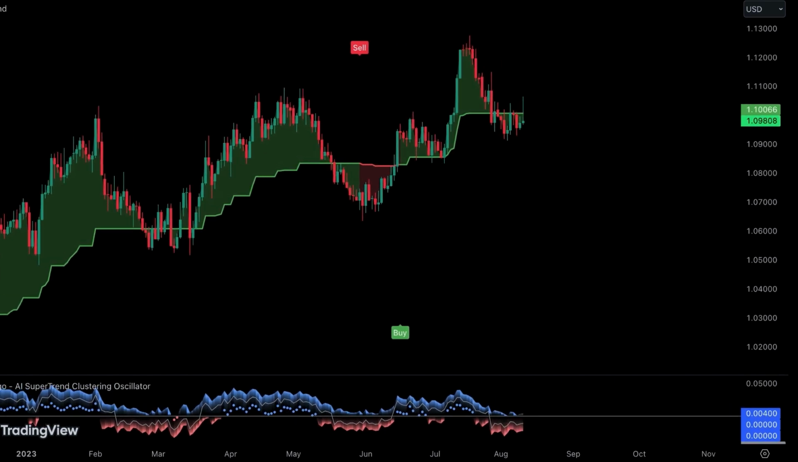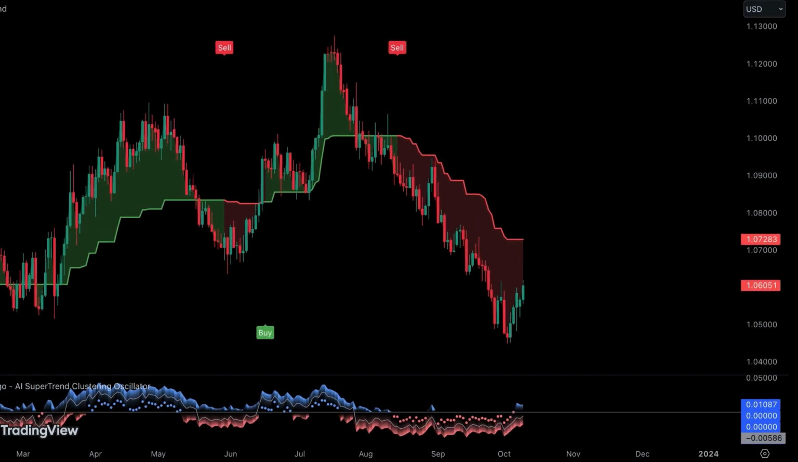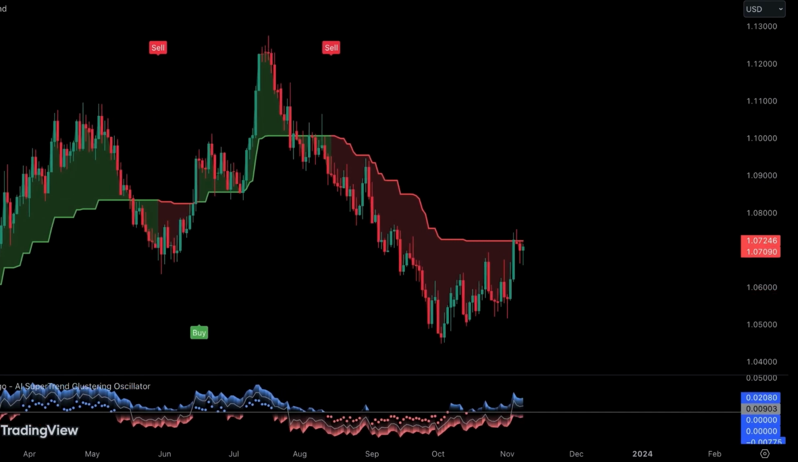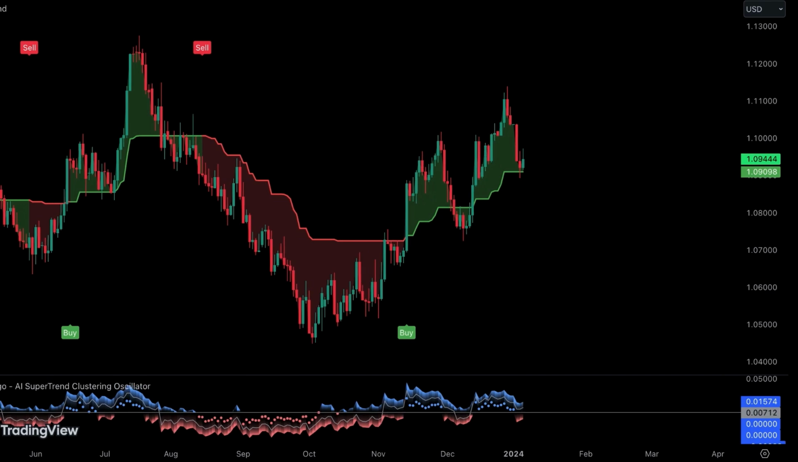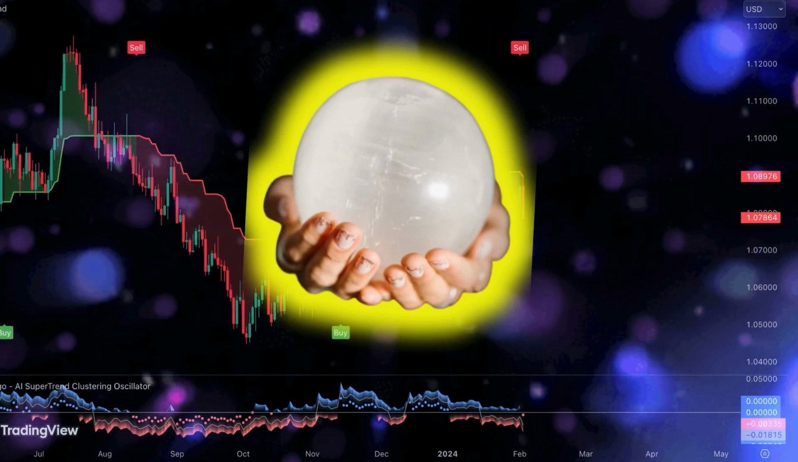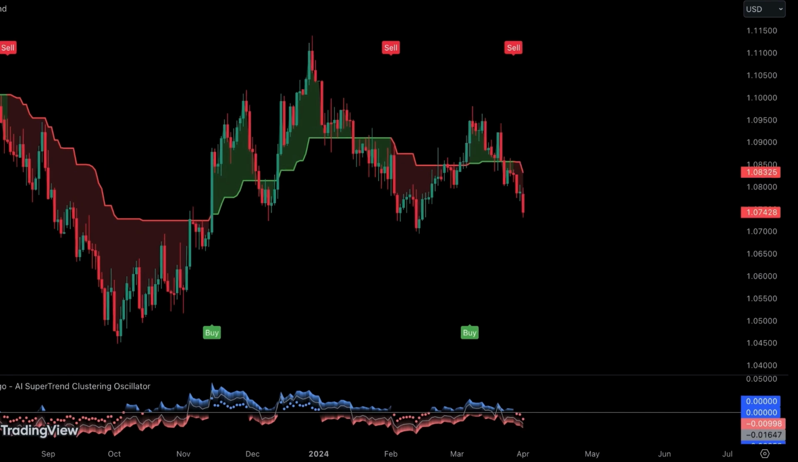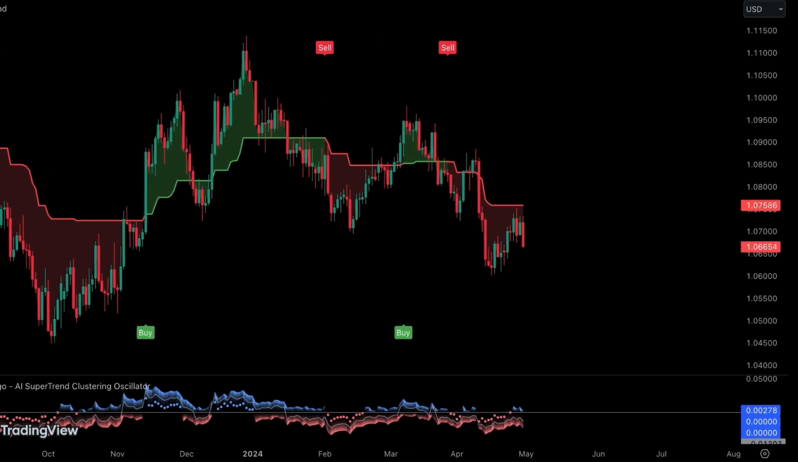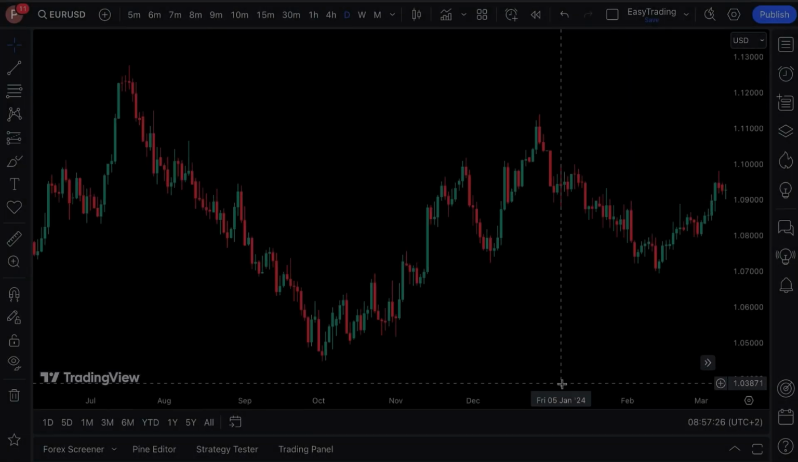Look at these wins. We're not just catching trends, we're riding them all the way. Every signal, every trade, hitting the mark. Are you seeing this? Trade after trade, win after win. It's like having a crystal ball for the markets. Alright, enough teasing. You're about to learn the exact strategy that made these trades possible. Stay tuned, because you won't want to miss this.